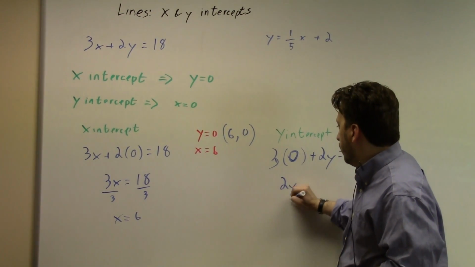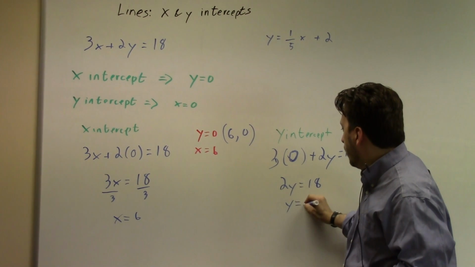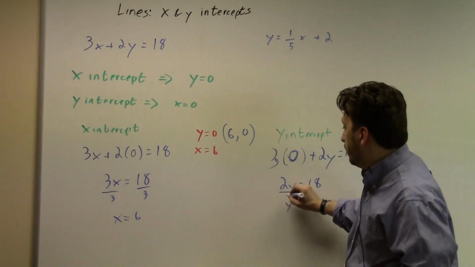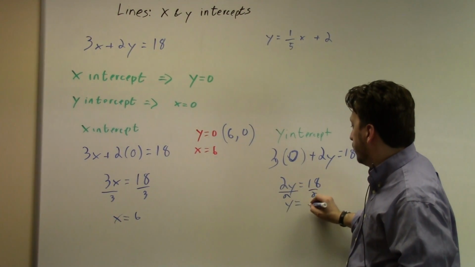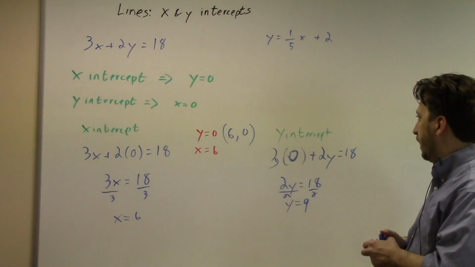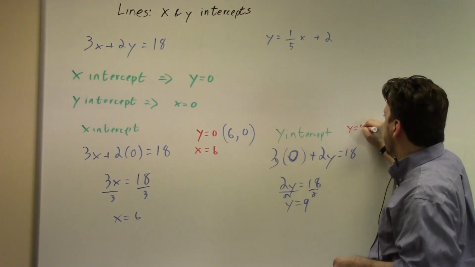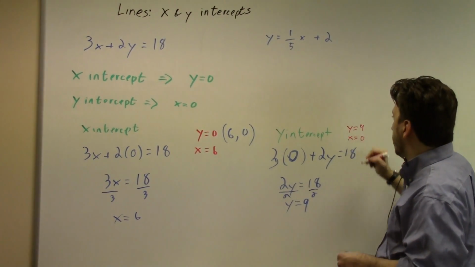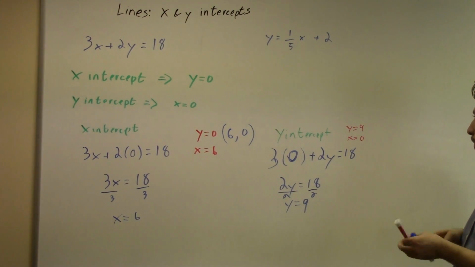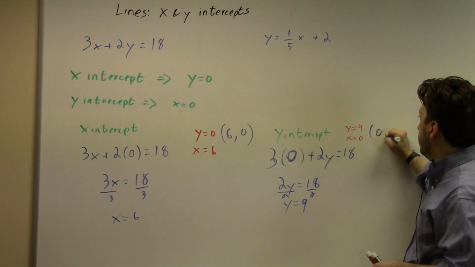So we're going to get 2y equals 18, and then we're going to divide by 2, and that's going to give us y equals 9. So for our answer, we're going to have y equals 9 and x equals 0, so we're looking at the point 0, 9.